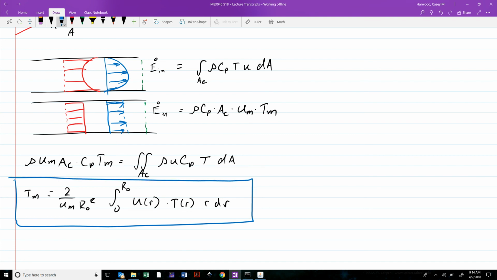So if we want to find the mean temperature, we have to find the mean velocity, Um, first, and then we have to perform this, what often turns into a kind of messy integral. But we know how to do integrals, right? We've done enough calculus at this point. The integrals shouldn't scare us. We have to evaluate the integral of the product of the velocity and the temperature over the cross-sectional area of the pipe.